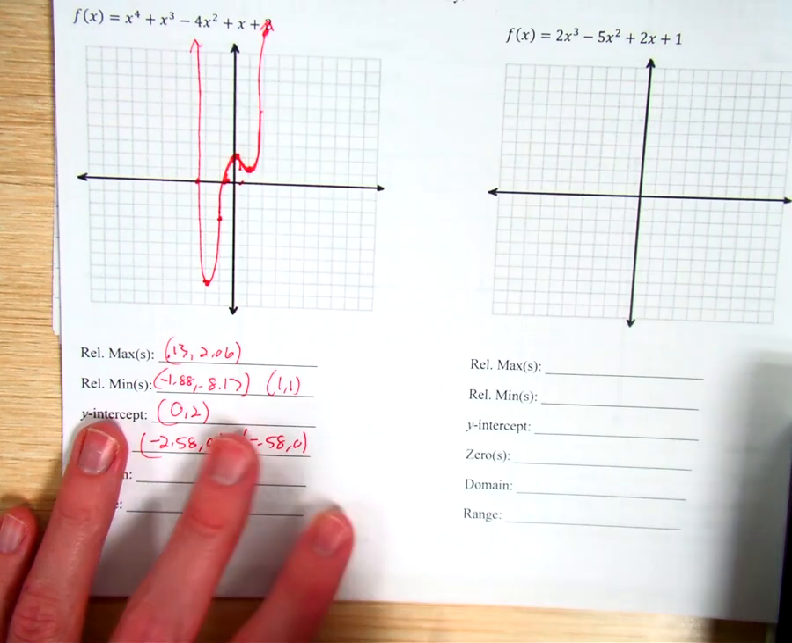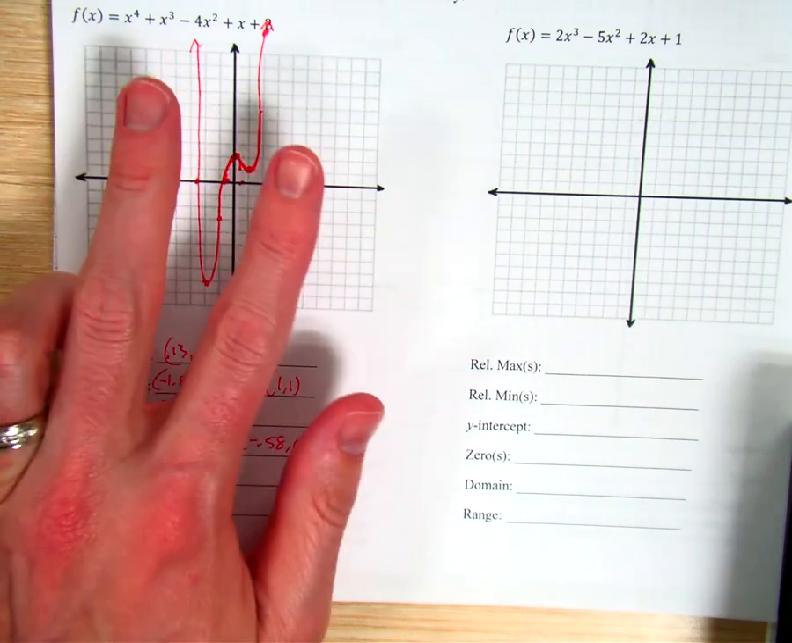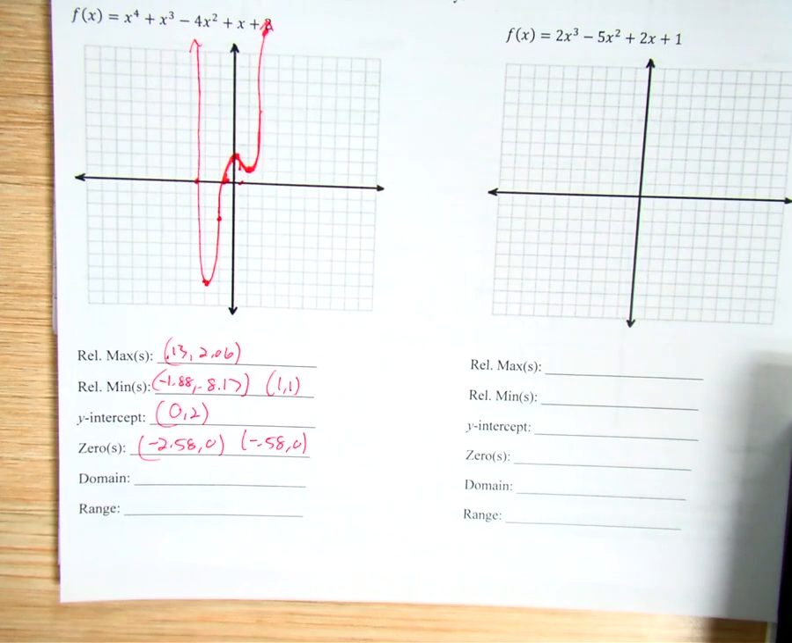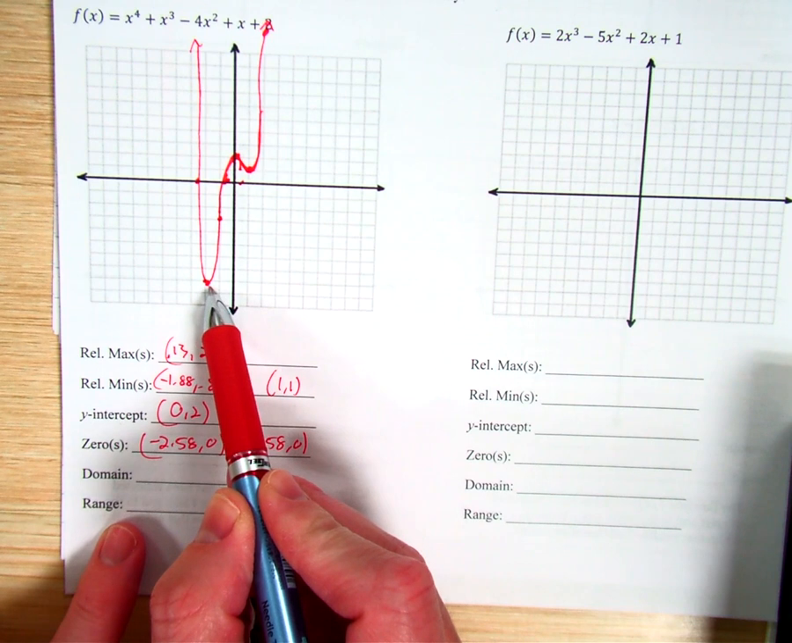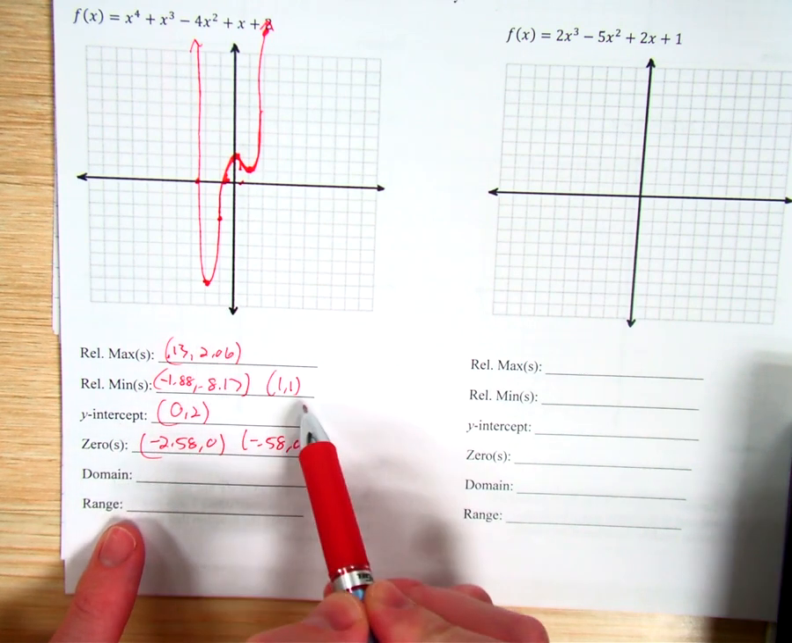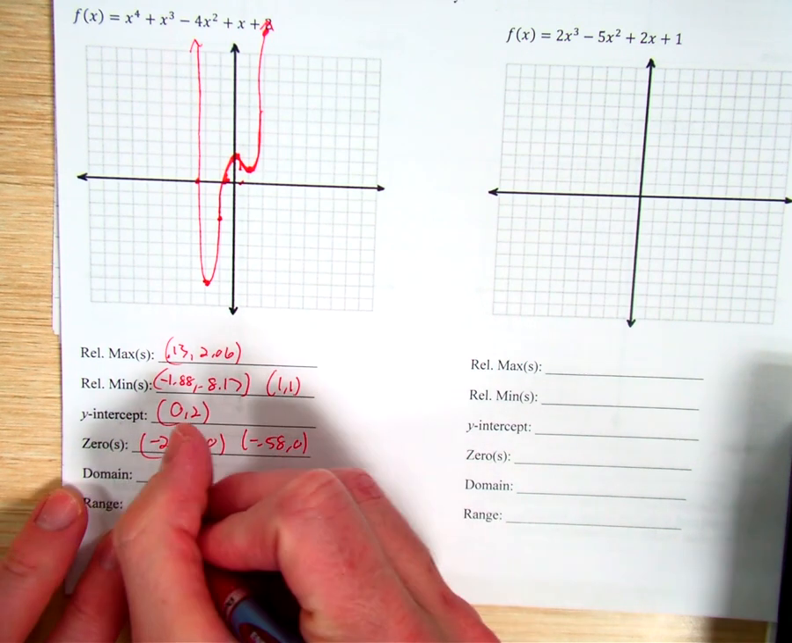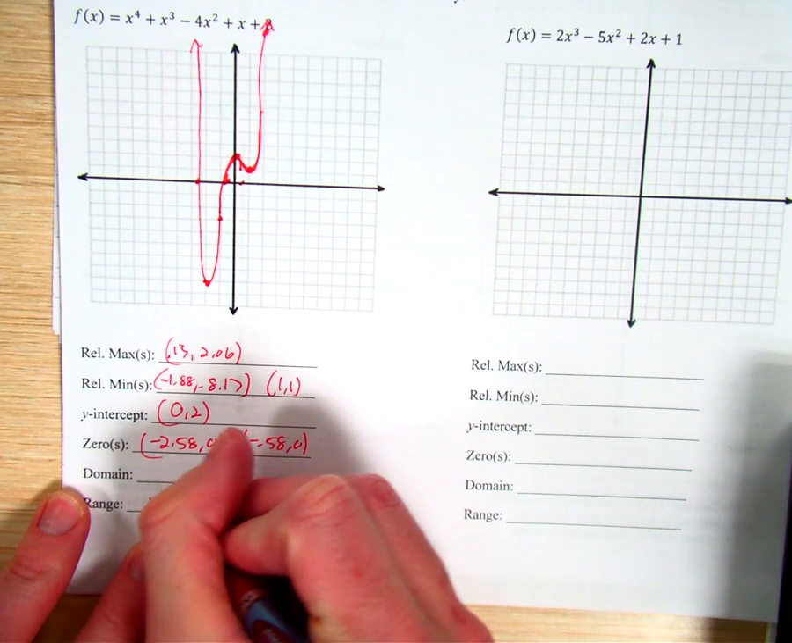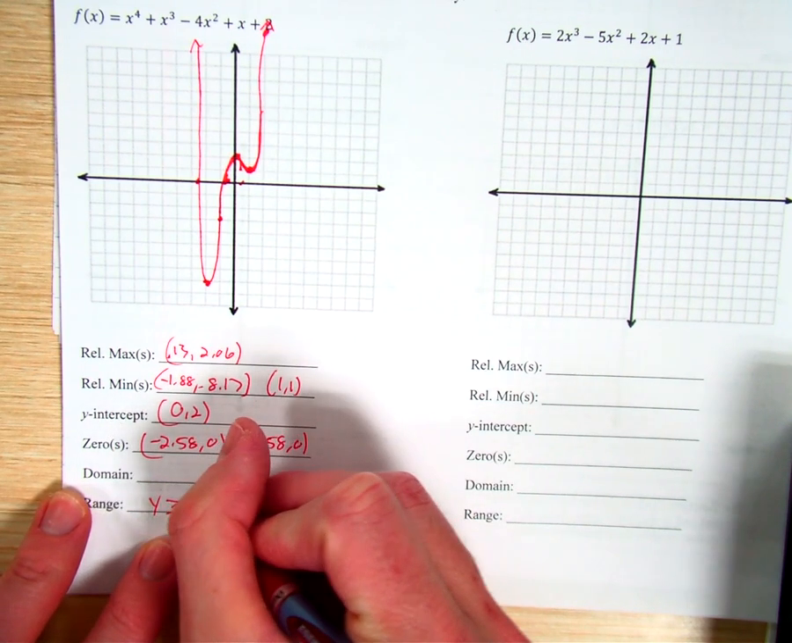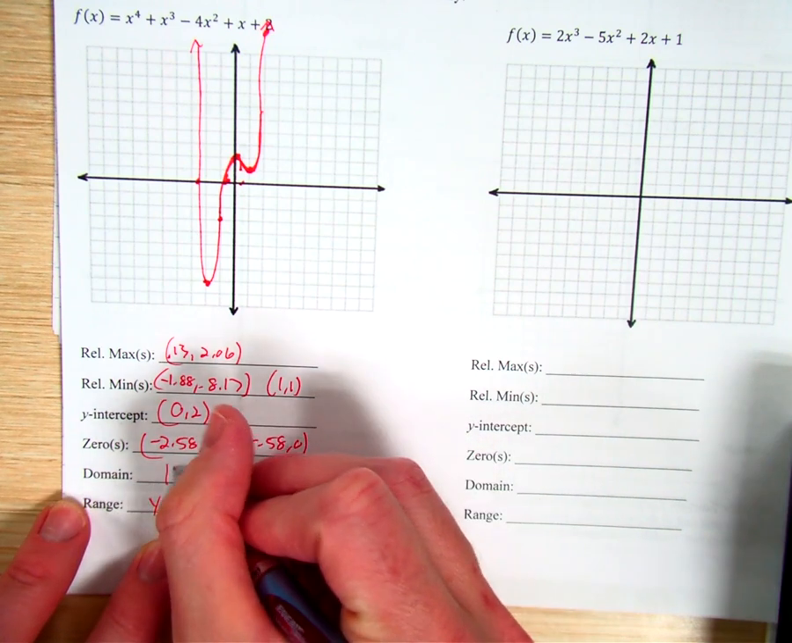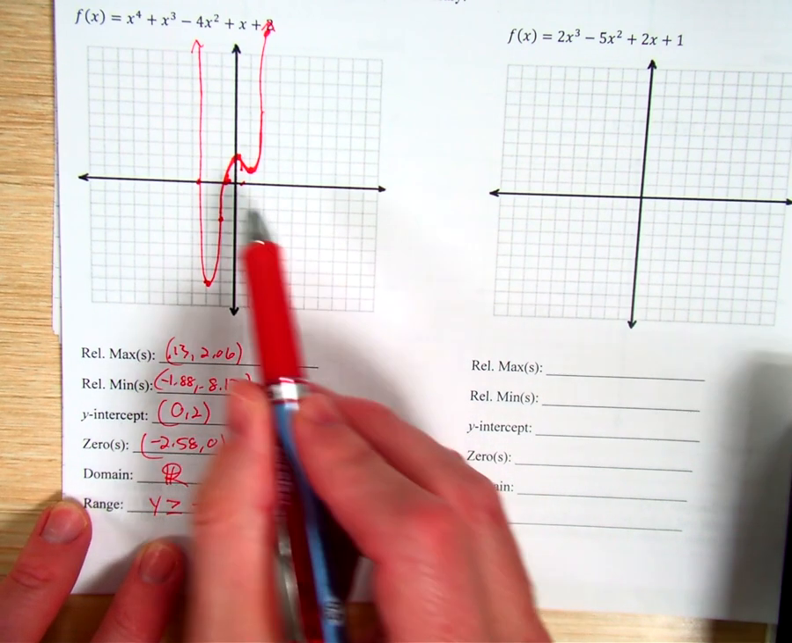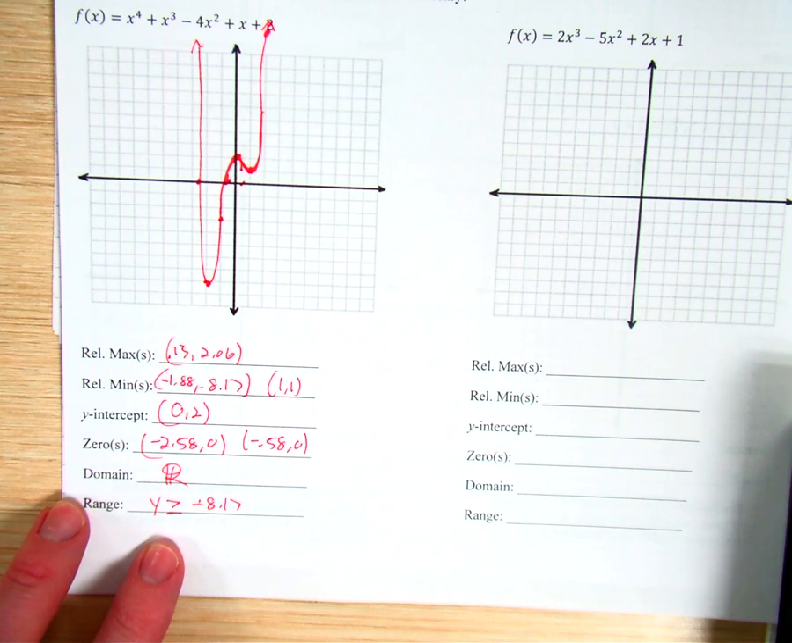Okay. Now this is next to the 4th graph, which means both arrows are going the same way, which means we will have a range problem. What is the lowest that we got? Negative 8.17. So our range is y's that are greater than or equal to negative 8.17. Domain should be all real numbers. Okay, it's going to go left forever. It's going to go right forever.